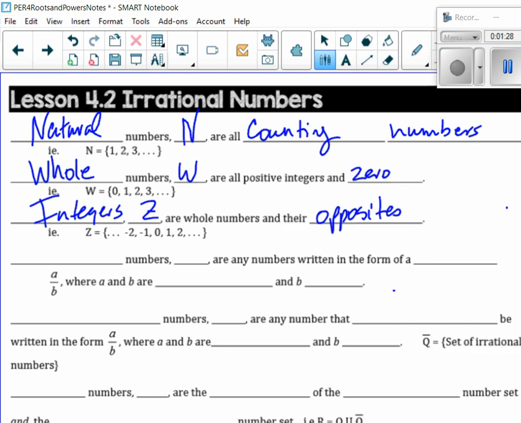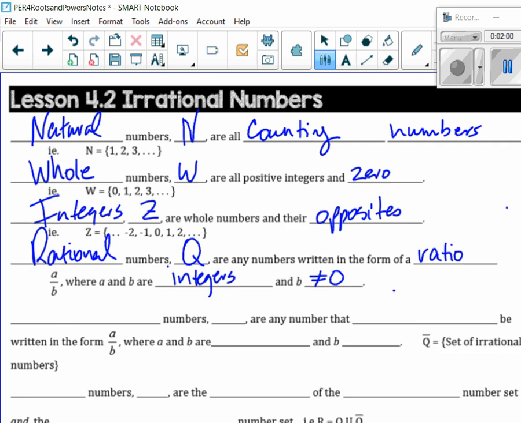Okay. So, do you remember from grade 9, what are the number systems that are written as a fraction? Rational numbers. Yeah. Rational numbers are Q. Are any numbers written in the form of a ratio? That's where the word comes from. Where A and B are integers. And B cannot equal 0.